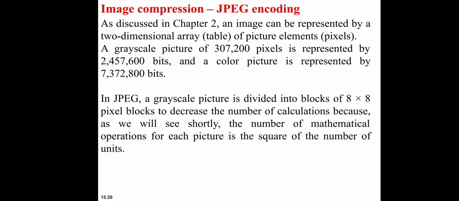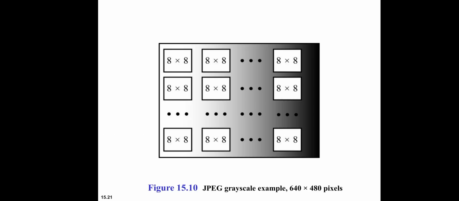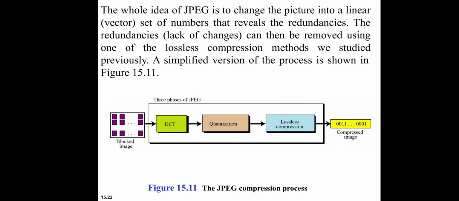3,07,200 pixels will be represented by different bits, and a color picture will be represented by different bits. So we will have the JPEG images classified into blocks of pixel values. For example, 8x8 pixels means how many rows we are going to have. For a JPEG grayscale example, 640 by 480 samples. So how are we going to convert this compression of the image?